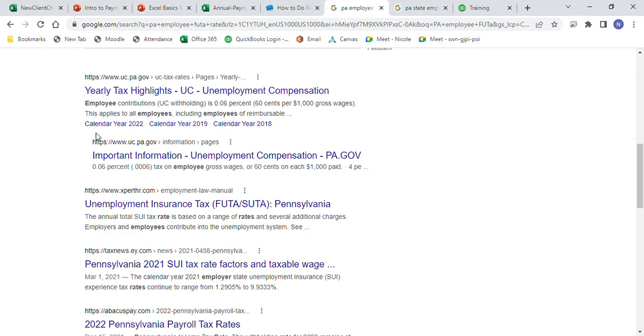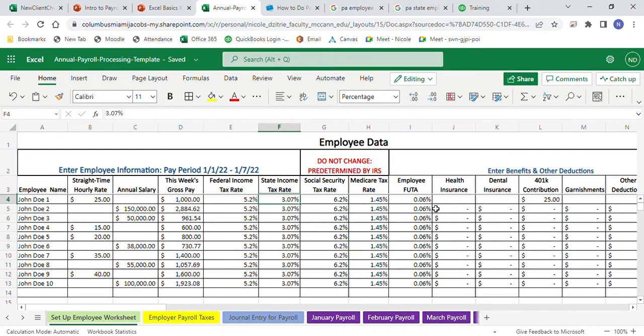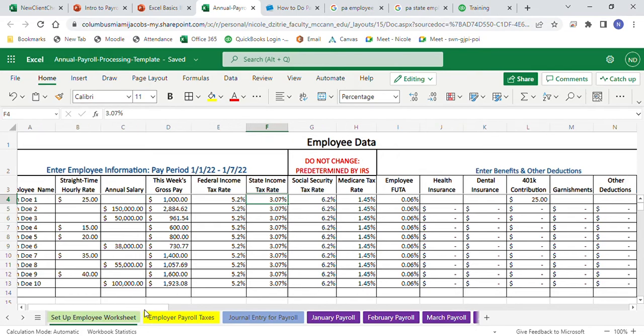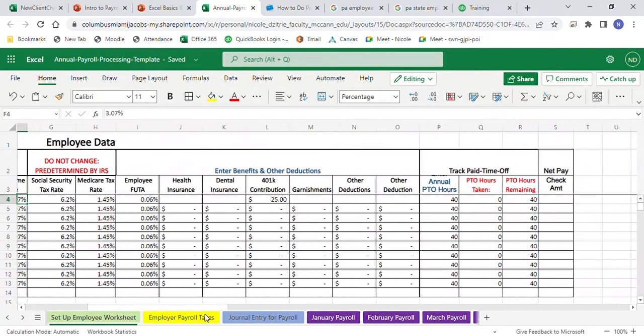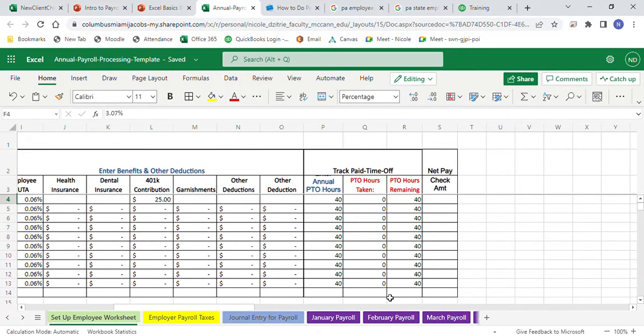See, this is calendar 2022. You could go back to previous years, obviously, maybe if you're getting audited. But as of right now, it's 0.06% per 1,000. And as I was saying, 2017, it was 0.07, so it came down just a little. So I went ahead and put 0.06%. And then 401 contribution, this employee likes to give a flat amount of $25. And nobody used any paid time off.